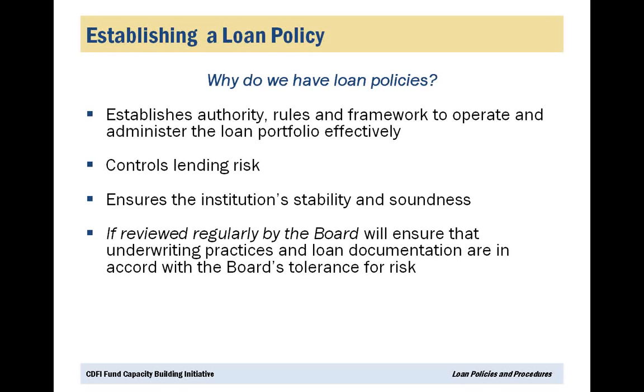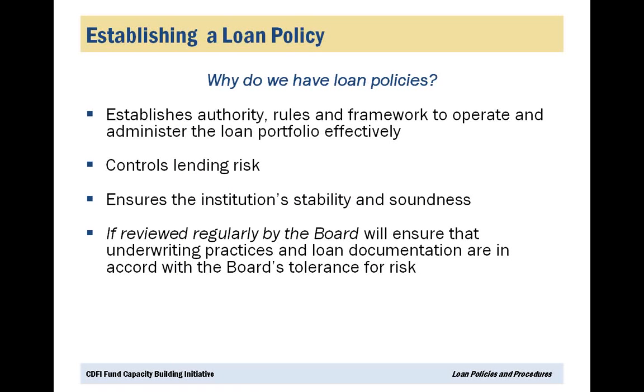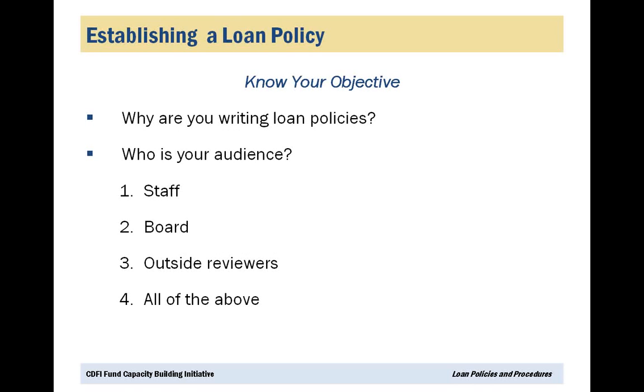First of all, it establishes authority, rules, and framework to operate and administer the loan portfolio effectively. It also helps us control our lending risk. It ultimately ensures the institution's stability and soundness. And if reviewed regularly by the board, and that is in italics because that's an important component, the policies will ensure that underwriting practices and loan documentation are in accord with the board's tolerance for risk.